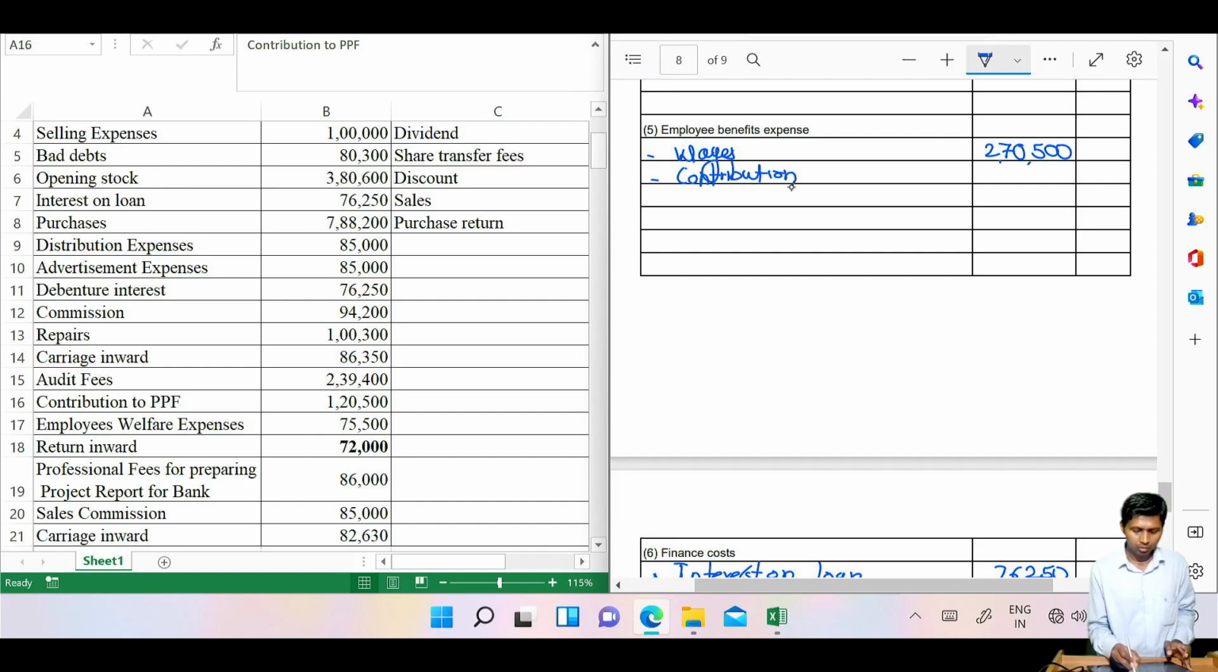contribution to, let's say PPF, contribution 1,20,500. Then employee welfare, इसके नाम में ही तो employee है.